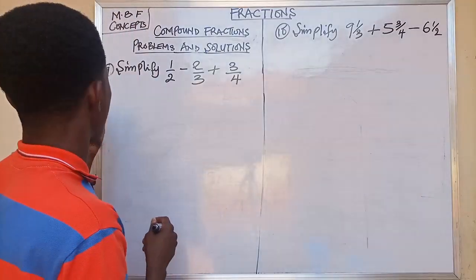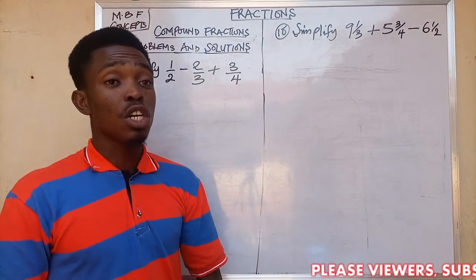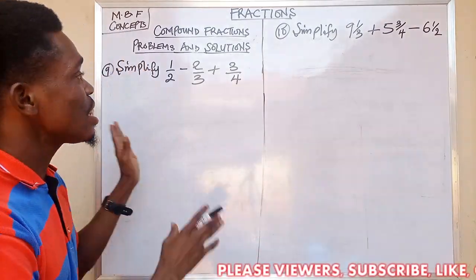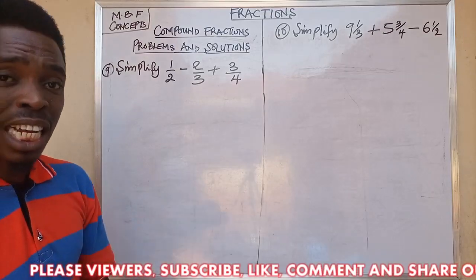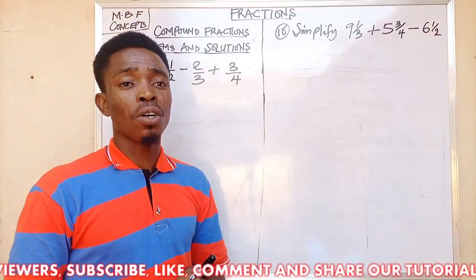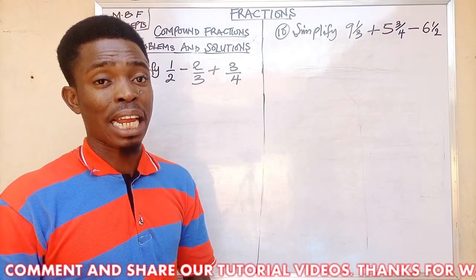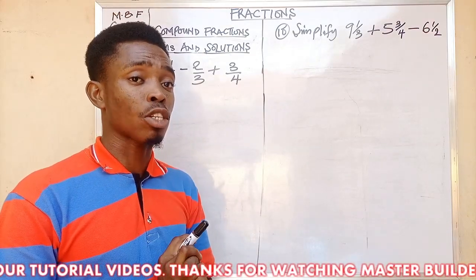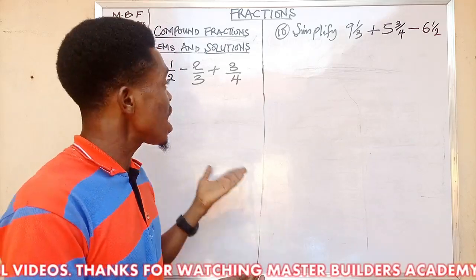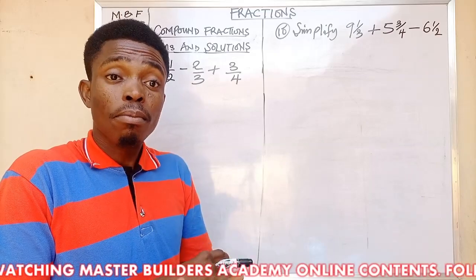Now on the board, we are asked to simplify 1 over 2 minus 2 over 3 plus 3 over 4. You see now, guys, this is also an example of a compound fraction. Ask me why. This is because this aspect does not require the law of BODMAS. Like I said earlier, it is in compound fraction that you put the BODMAS law into consideration. So here, solving this problem does not require the rule of BODMAS.